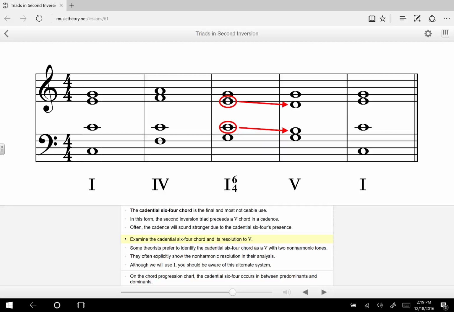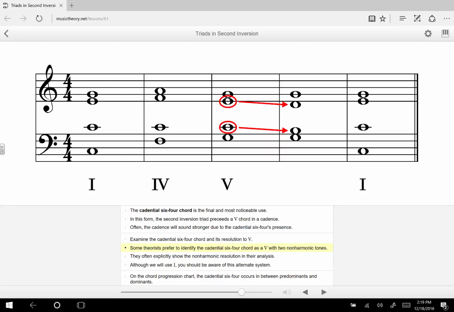Okay, this next part might sound confusing, but try to stay with me. Some theorists prefer to identify the cadential 6/4 chord as a 5 chord with 2 non-harmonic tones. Non-harmonic tones simply mean tones that are not in the triad, or that don't belong in the triad, or don't fit in the triad, meaning superimposed thirds. So some theorists prefer to identify the cadential 6/4 as a 5 chord, rather than a 1/6/4 to a 5 chord.